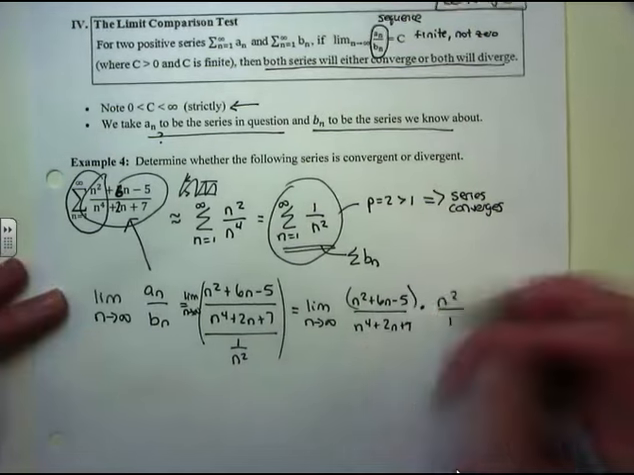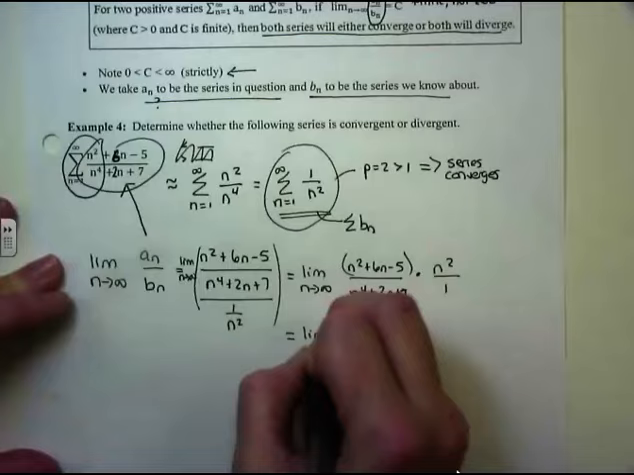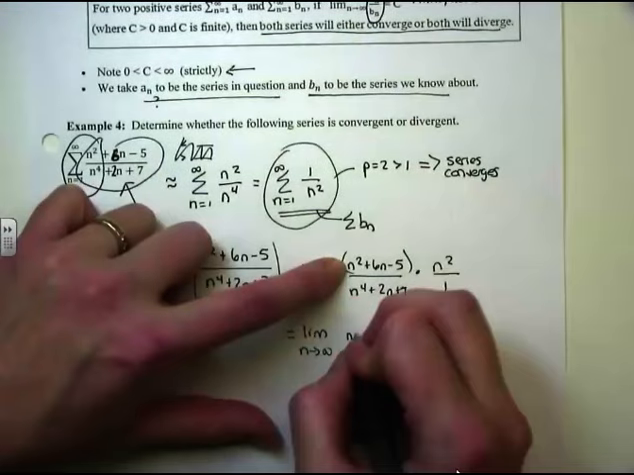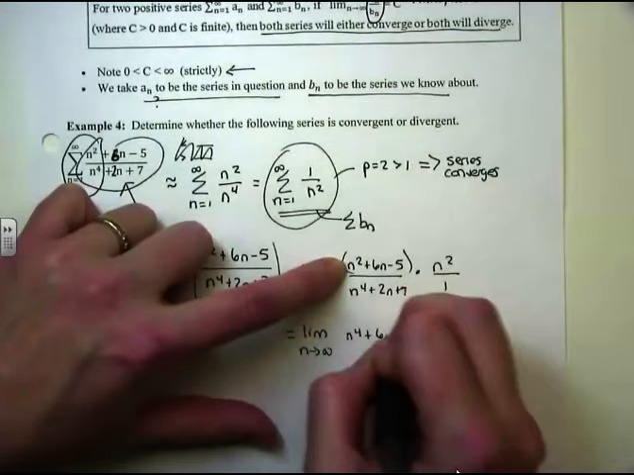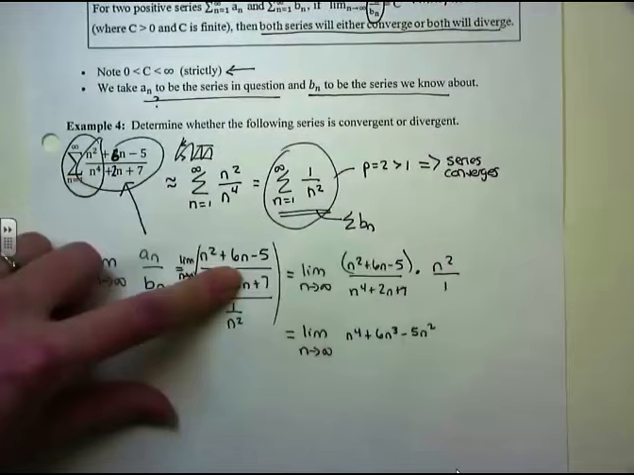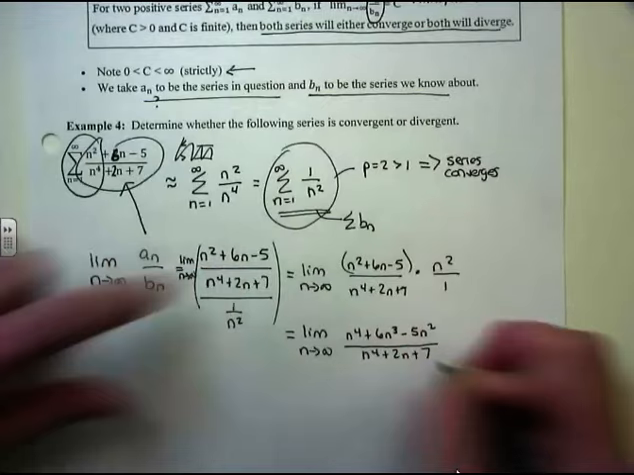I'm of course going to distribute that n squared to each piece. So what I'm looking at is the limit as n goes to infinity. Here I would have n to the fourth plus 6n cubed minus 5n squared when I distribute through, being divided by n to the fourth plus 2n plus 7.